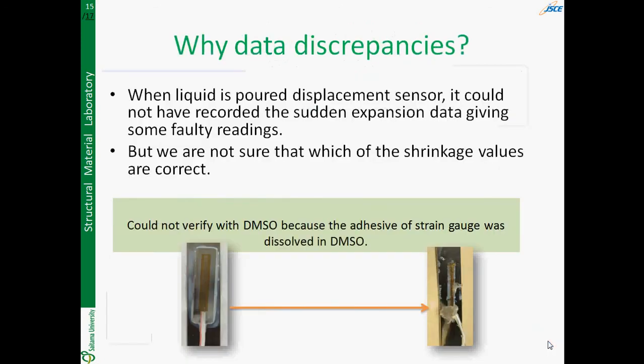So why did the discrepancy happen? It may be that when liquid is poured, the displacement sensor could have recorded the sudden expansion data giving some faulty readings, but we are not sure which of the shrinkage values are correct to date. Similarly, we could not verify the DMSO because the adhesive of strain gauge was dissolved in DMSO.